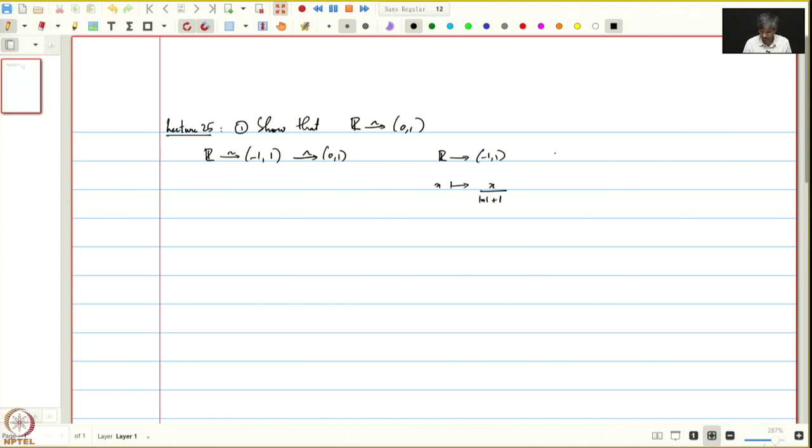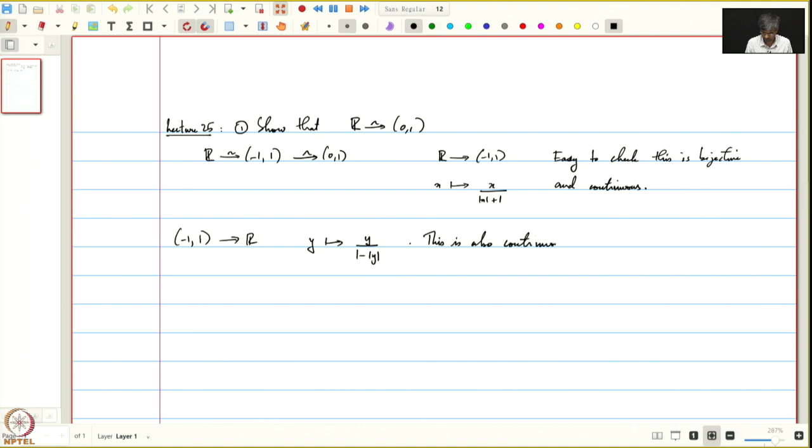Okay, and it is easy to check that this is bijective and continuous. And the inverse of this map is given by (-1, 1) to R, y maps to y upon 1 minus |y|. And this is also continuous. So to check that both these maps are bijective and continuous, that's left as an exercise.